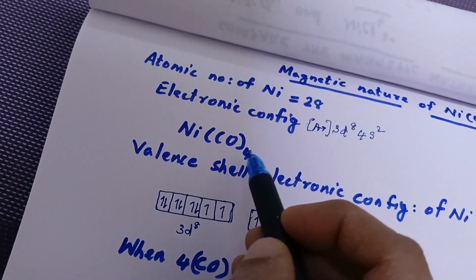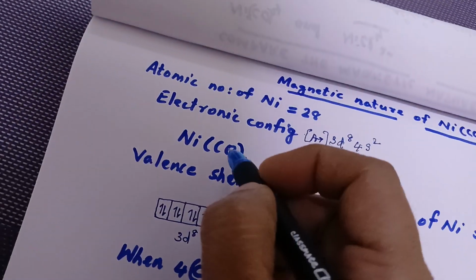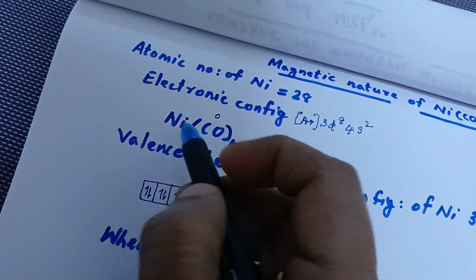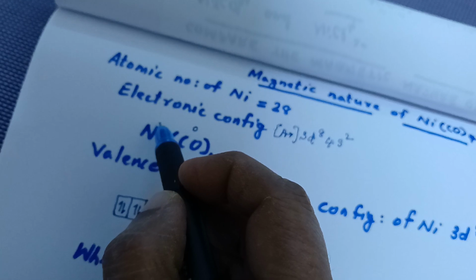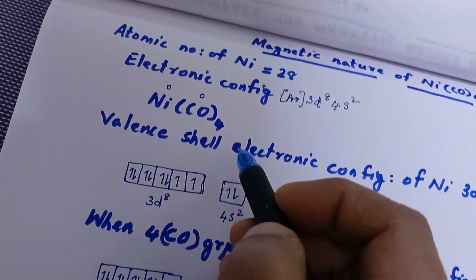In nickel carbonyl, let us find the oxidation number of nickel. CO or carbonyl group is having 0 oxidation state. So nickel is also having 0 oxidation state because there is no overall charge.